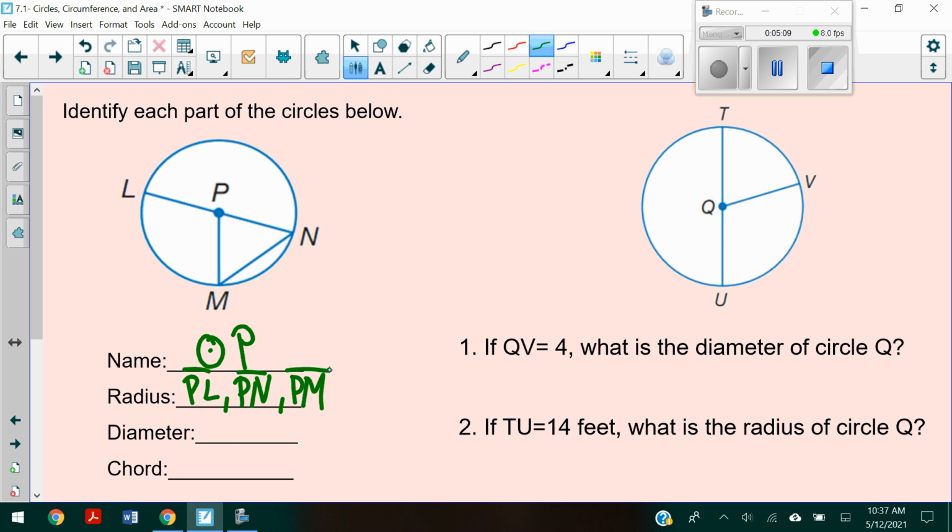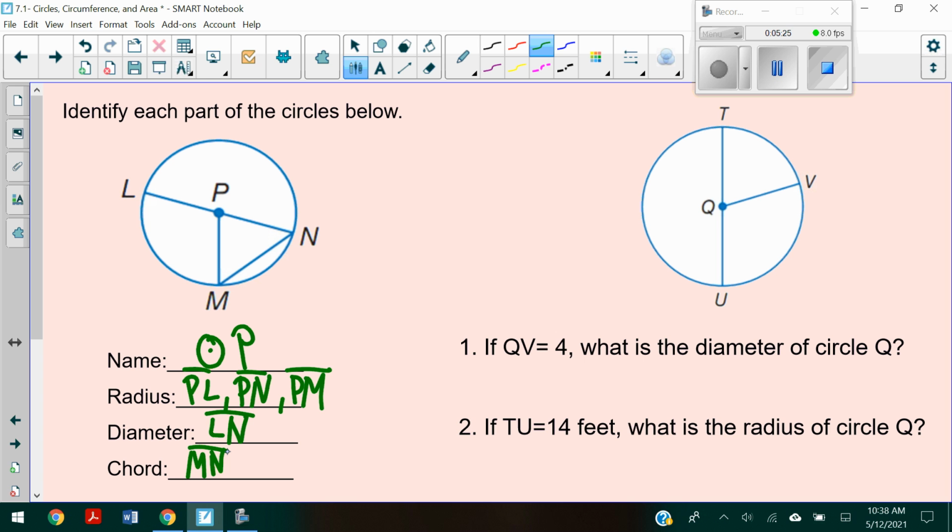The diameter is LN, so it goes all the way across. It could also be NL, both are the same. And then chord, we would have MN or NM. Either one is fine for that.